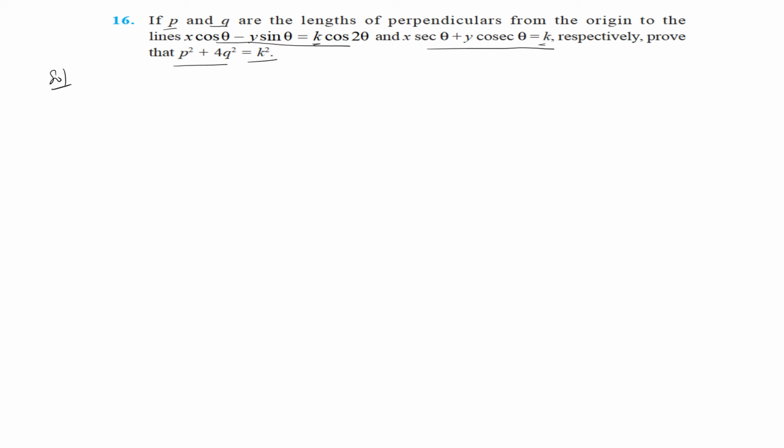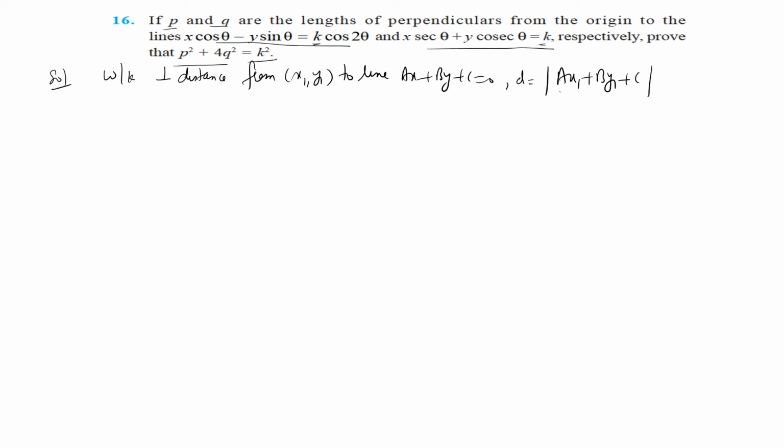Now length of perpendicular or perpendicular distance, right? Same thing. So we know perpendicular distance from the point x1, y1 to the line ax plus by plus c is equal to 0 is given by d is equal to ax1 plus by1 plus c upon under root a square plus b square.